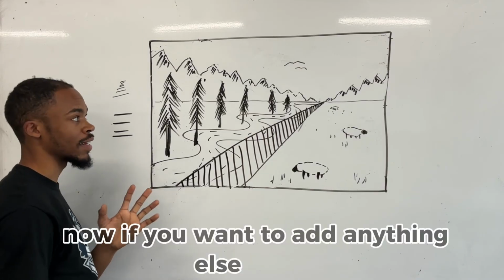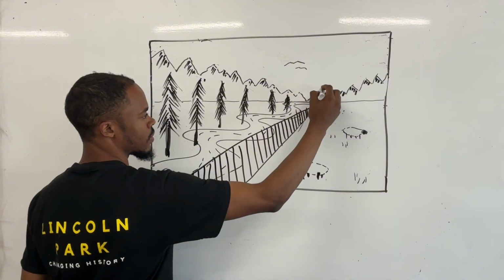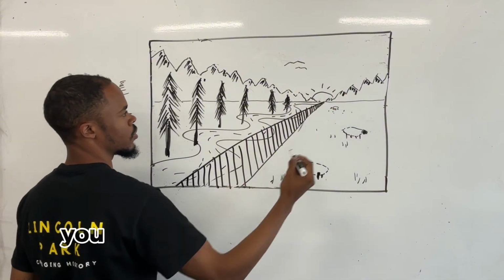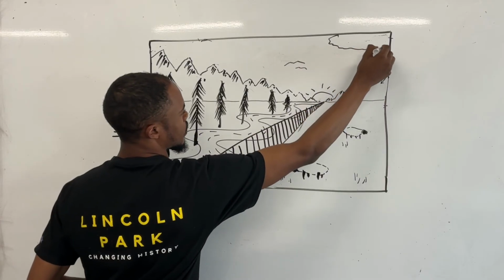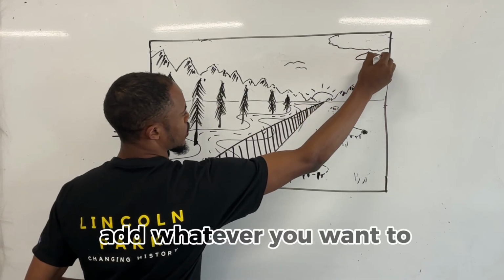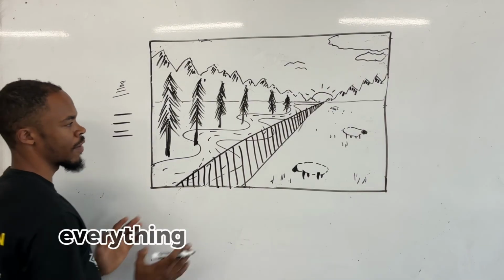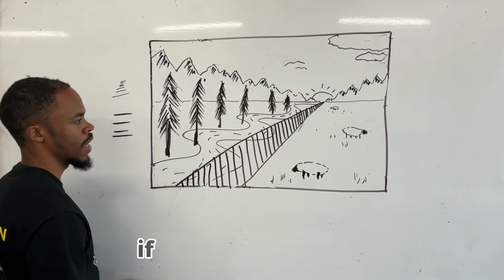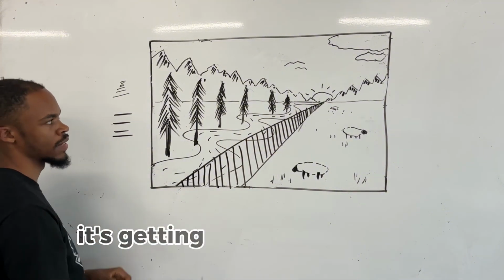If you want to add anything else to this, you can. You can add your own sunset. You can add a moon. You can add some nice clouds. Add whatever you want to personalize your drawing. Just remember our rules of perspective. Everything is going to go towards a vanishing point if it's getting smaller, and as it gets closer towards our field of view, it's getting bigger.